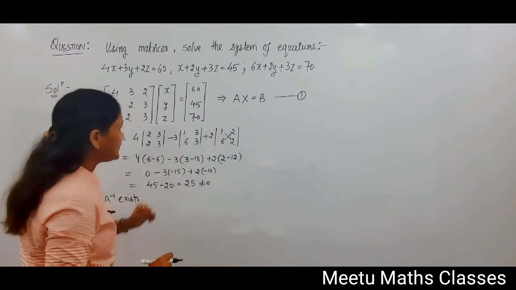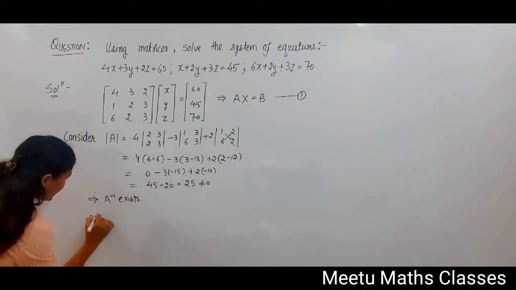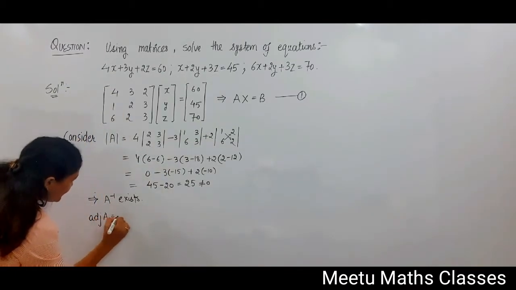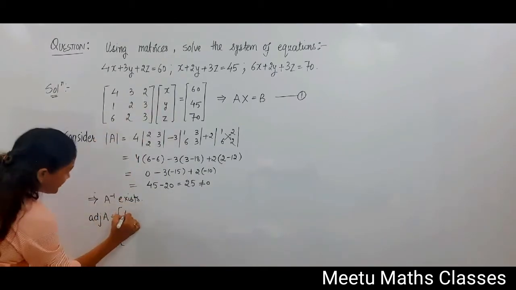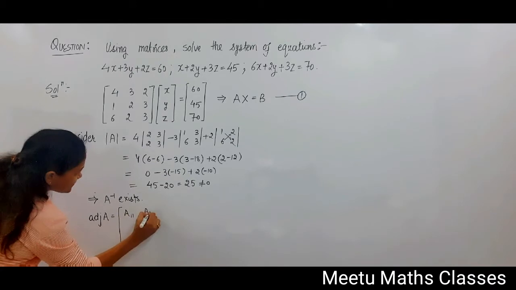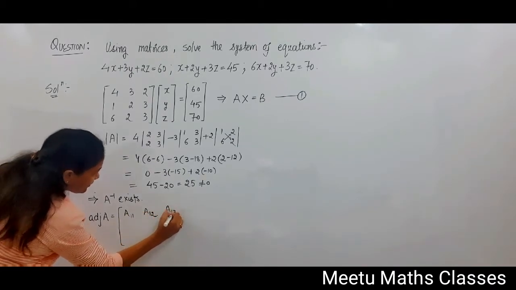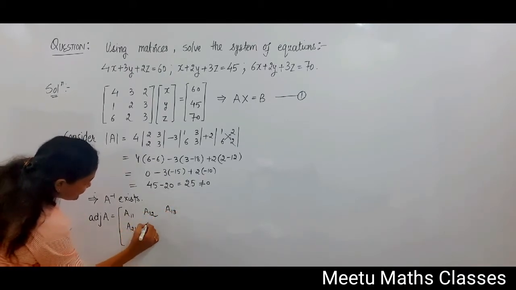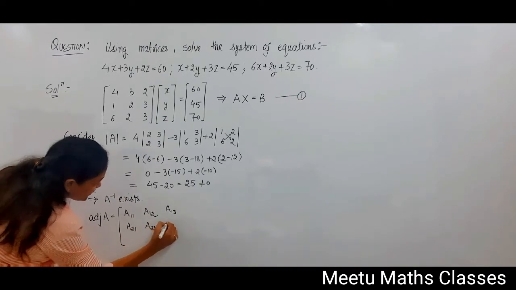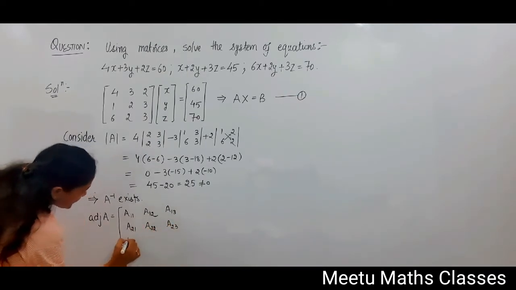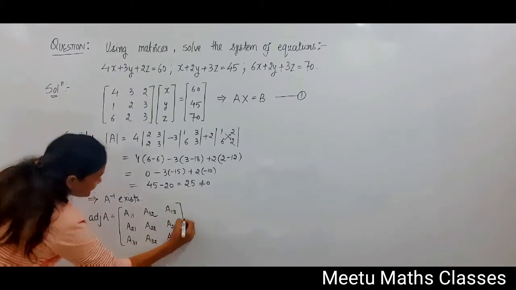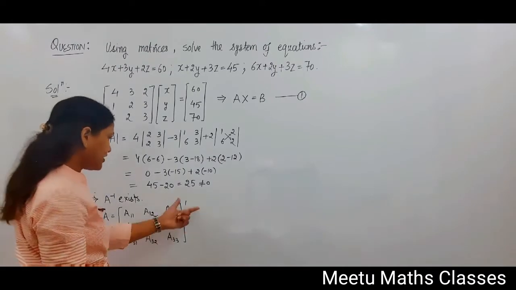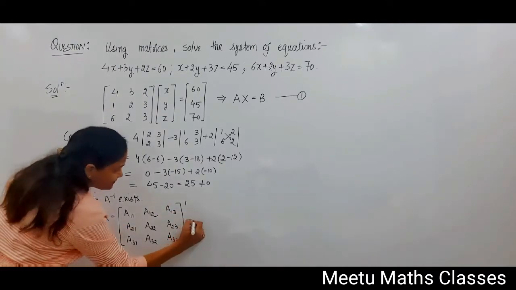To find A inverse, we have to first take the adjoint of A. And for the adjoint of A, we are going to replace each and every element of A with its cofactor: A11, A12, A13, A21, A22, A23, A31, A32, A33, and then finally we are going to take the transpose.